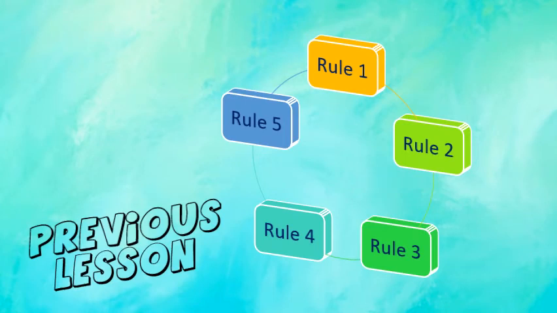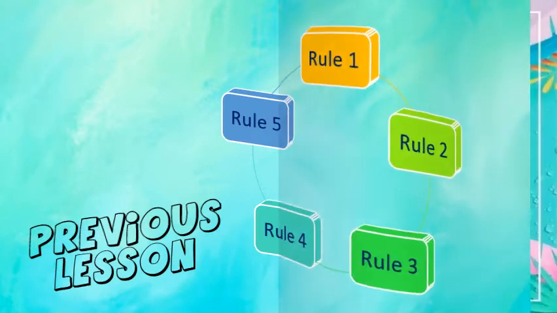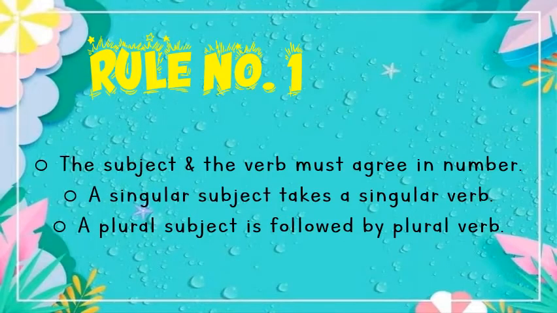So the previous lesson we learned about rule 1 until rule 5. So this time we will continue with rule 6 till rule number 10. Okay, let's review. Kita try untuk refresh balik our memory about the rules. Okay, for rule 1, the subject and the verb must agree in number.